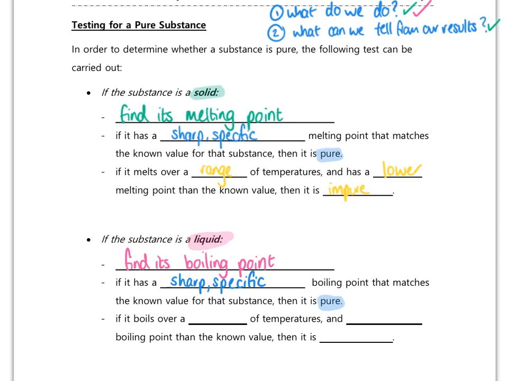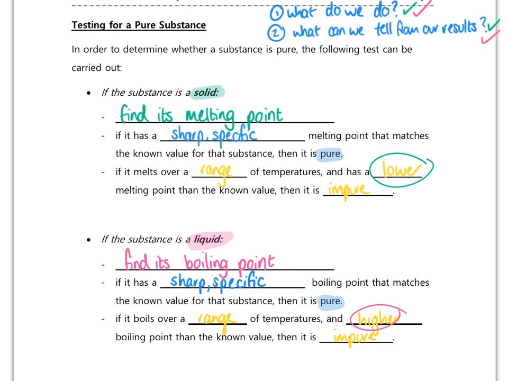However, if it boils over a range of temperatures and has a higher boiling point than the known value, then it is impure. So you've got to be careful with that one. Remember, with melting point, it has a lower than expected value. With boiling point, it has a higher than expected boiling point. So again, you can see we've discussed what can we tell from our results.